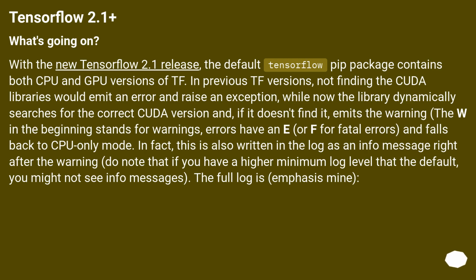The W in the beginning stands for warning, errors have an E, or F for fatal errors, and it falls back to CPU-only mode. In fact, this is also written in the log as an info message right after the warning. Do note that if you have a higher minimum log level than the default, you might not see info messages. The full log is, emphasis mine.